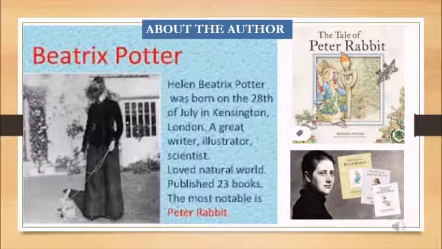A Tale of Peter Rabbit is a story about a naughty rabbit called Peter Rabbit who ignores his mother's warnings and goes to Mr McGregor's garden. Mr McGregor is a farmer. So let us read what happens when Peter ignores his mother's warnings and goes to Mr McGregor's garden.